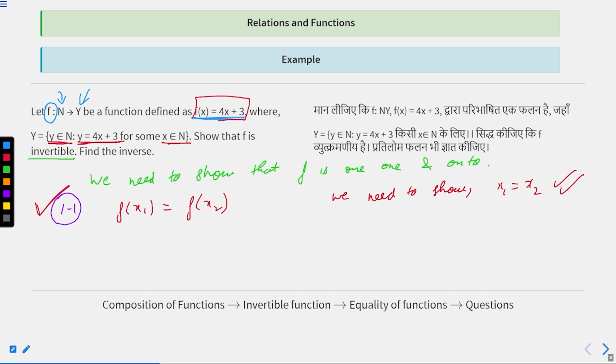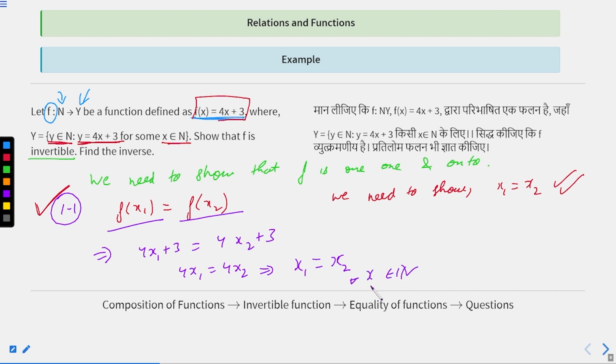So if f(x1) is equal to f(x2), this means 4 of x1 plus 3 is equal to 4 of x2 plus 3. Just do some manipulation and you will get this, and from this you can write that x1 is equal to x2 for every x belonging to the natural number set. So whenever this happens, we will have x1 equal to x2. So it is indeed one-one. Now let us prove onto.